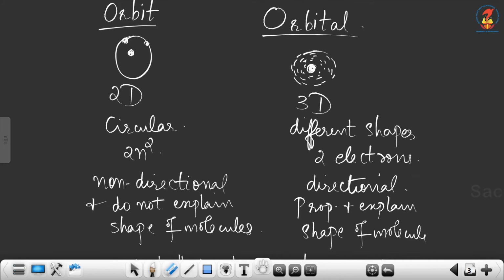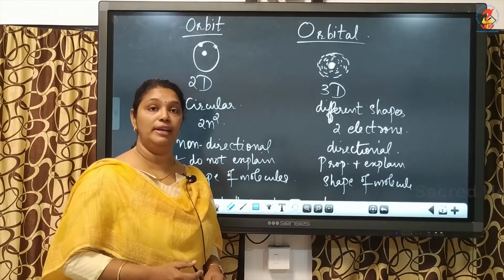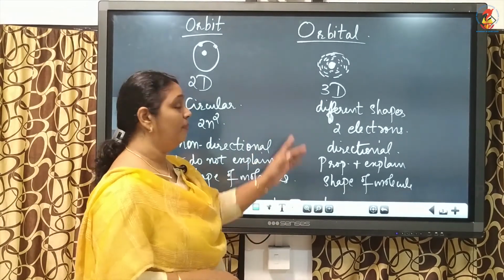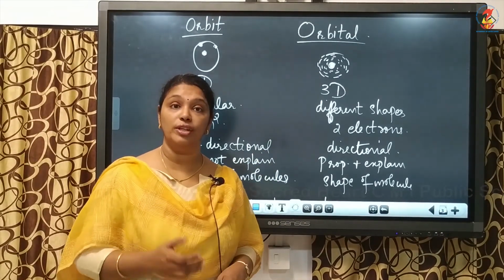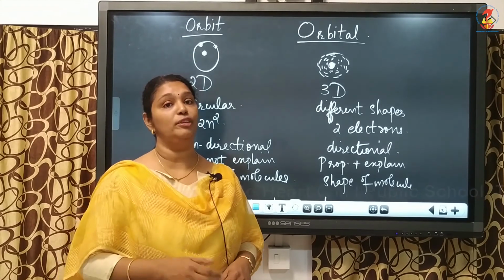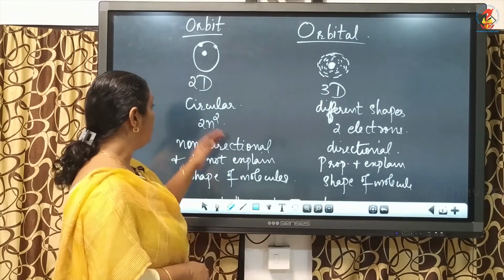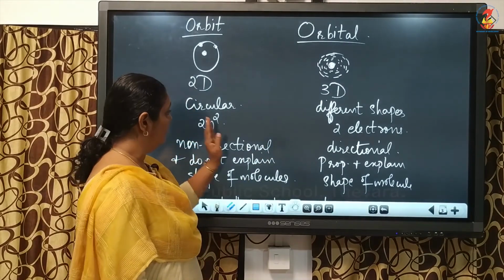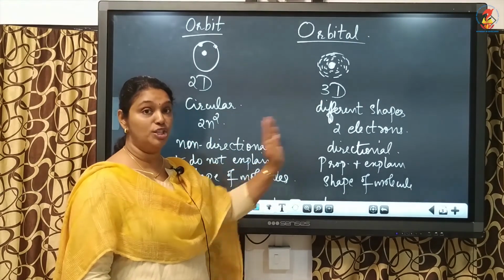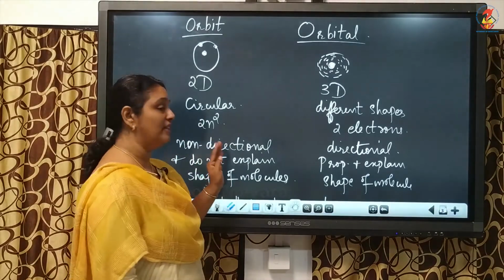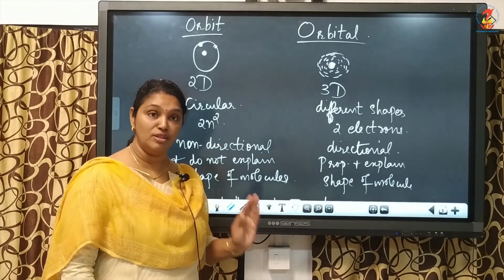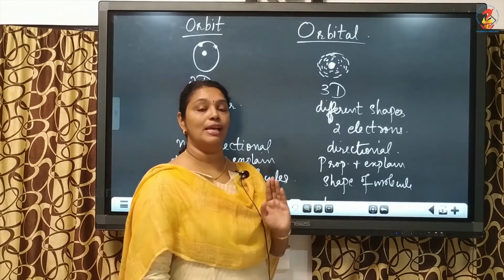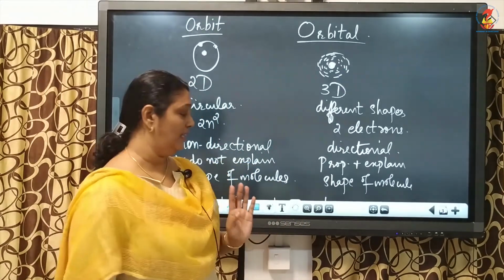So, orbit means well-defined circular path around the nucleus where the electron revolves, and orbital is the region of space around the nucleus where there is maximum probability of finding an electron. Second is orbits are two-dimensional, orbital is three-dimensional. Orbits are circular in shape, orbitals have different shapes. Maximum number of electrons that can be placed in an orbit is 2n square, wherein n is the orbit number, and only 2 electrons can be placed in any orbital.